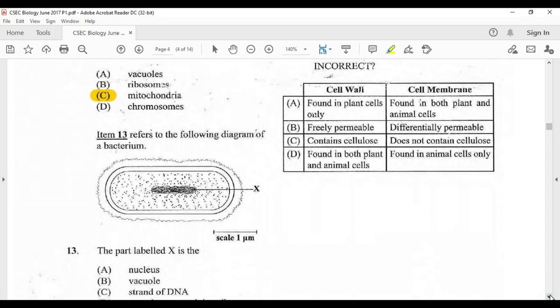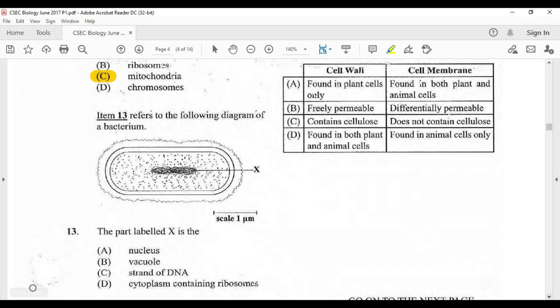Let us look at item 13. Item 13 refers to the following diagram of a bacterium. Bacteria are not eukaryotic organisms, they are prokaryotic organisms, so they really don't have any membrane-bound organelles. Now, what the question wants us to look at here is asking, what is X? X is pretty much strands of DNA. X is, of course, going to be strands of DNA. So, just let me get that again.